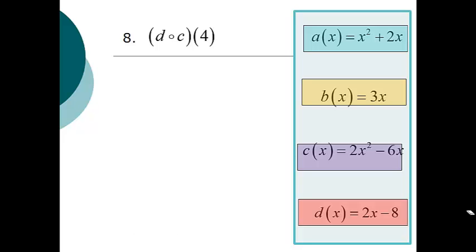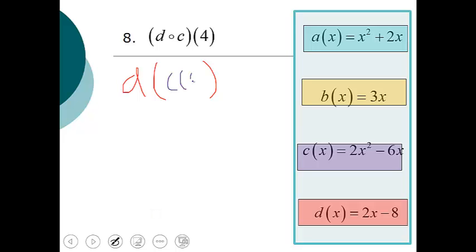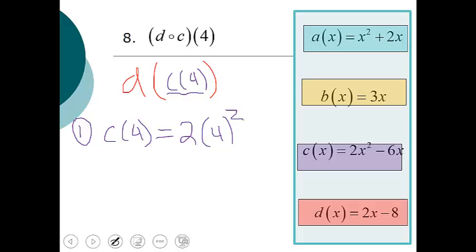Okay, so I'm going to do the next one, which is d of c of 4. So we have d of, and c, which is in purple, of 4. So now I've got it color-coded. First thing I got to do is the inside part here, which is c of 4. So c of 4 is equivalent to 2 of 4, quantity squared, minus 6 of 4. Where am I getting this from? I'm getting it from right here.